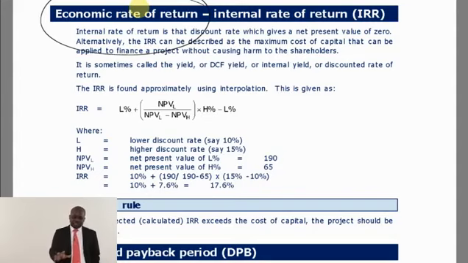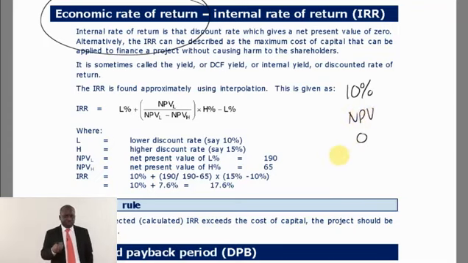So in simple terms, the internal rate of return is the maximum cost of capital the company should be prepared to raise the capital at in order to finance that particular project. So if my internal rate of return is, let's say, 10%, it means the NPV will be equal to 0 for me to break even.